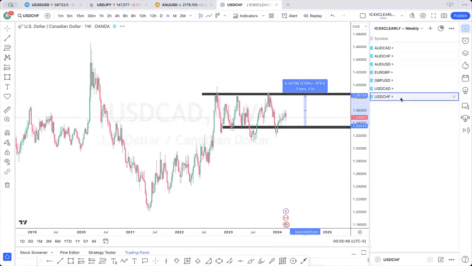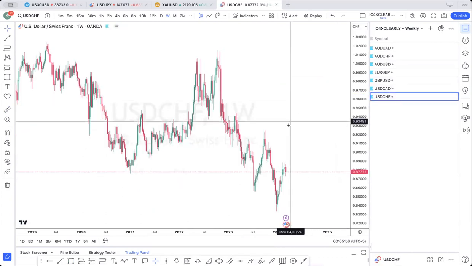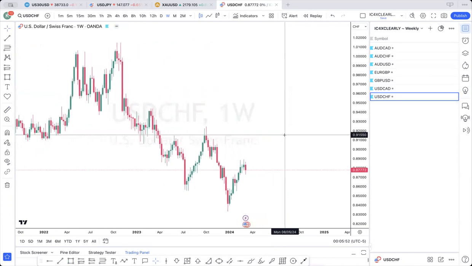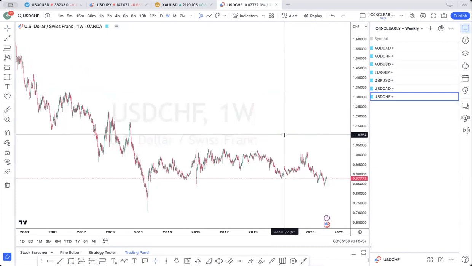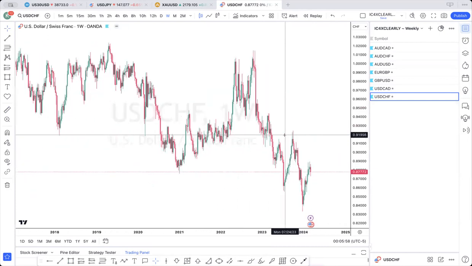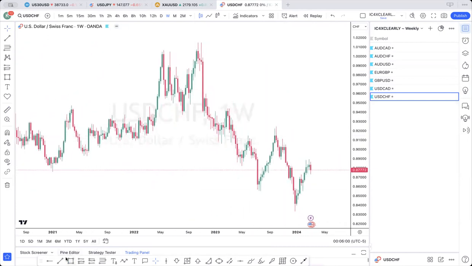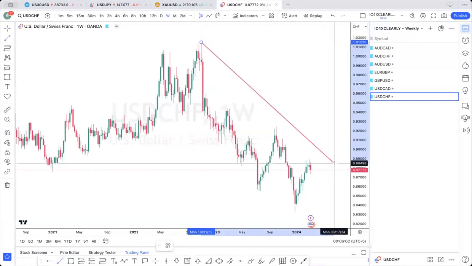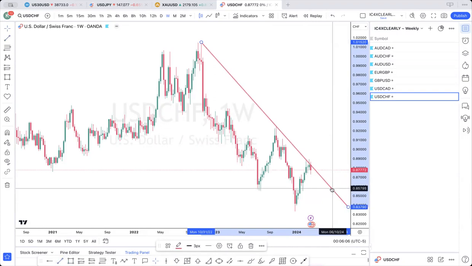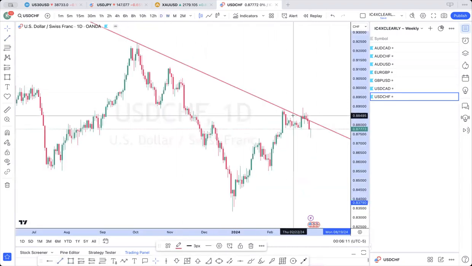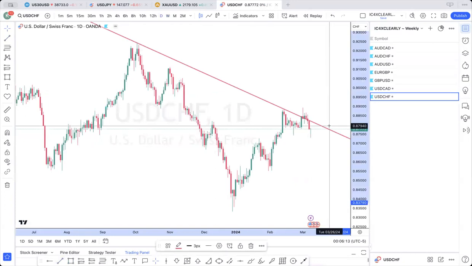Okay. Last but not least, we have USD CHF, which is a bearish order block. As we can see, price has been bearish for some time now. We have a very strong trend line, a strong trend line resistance.